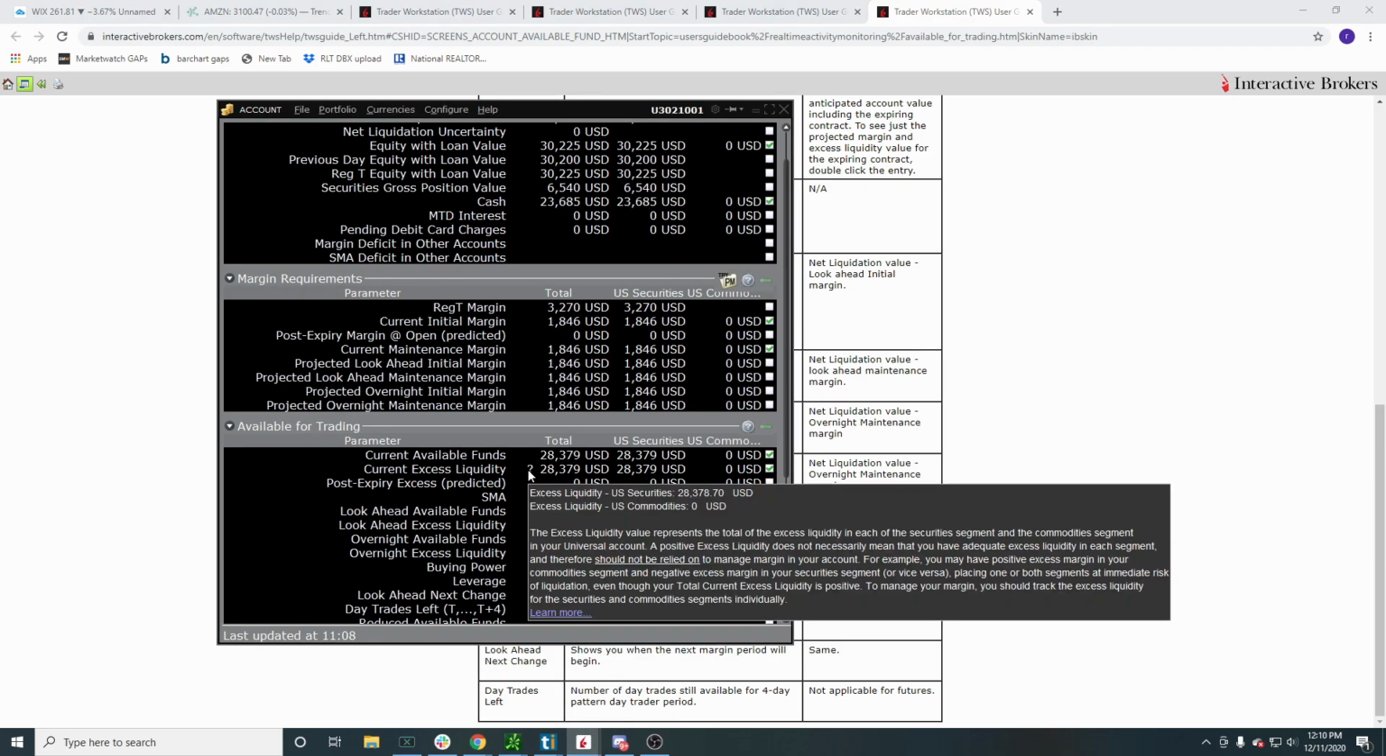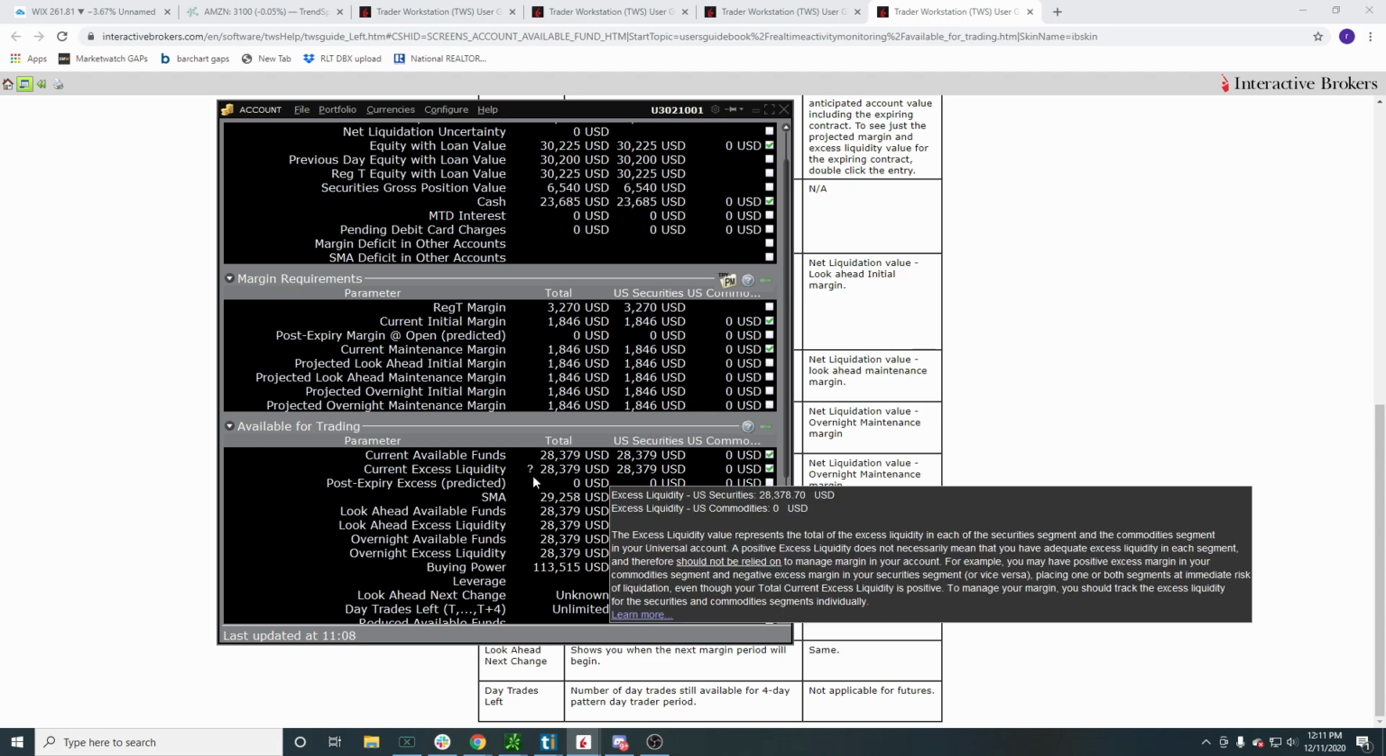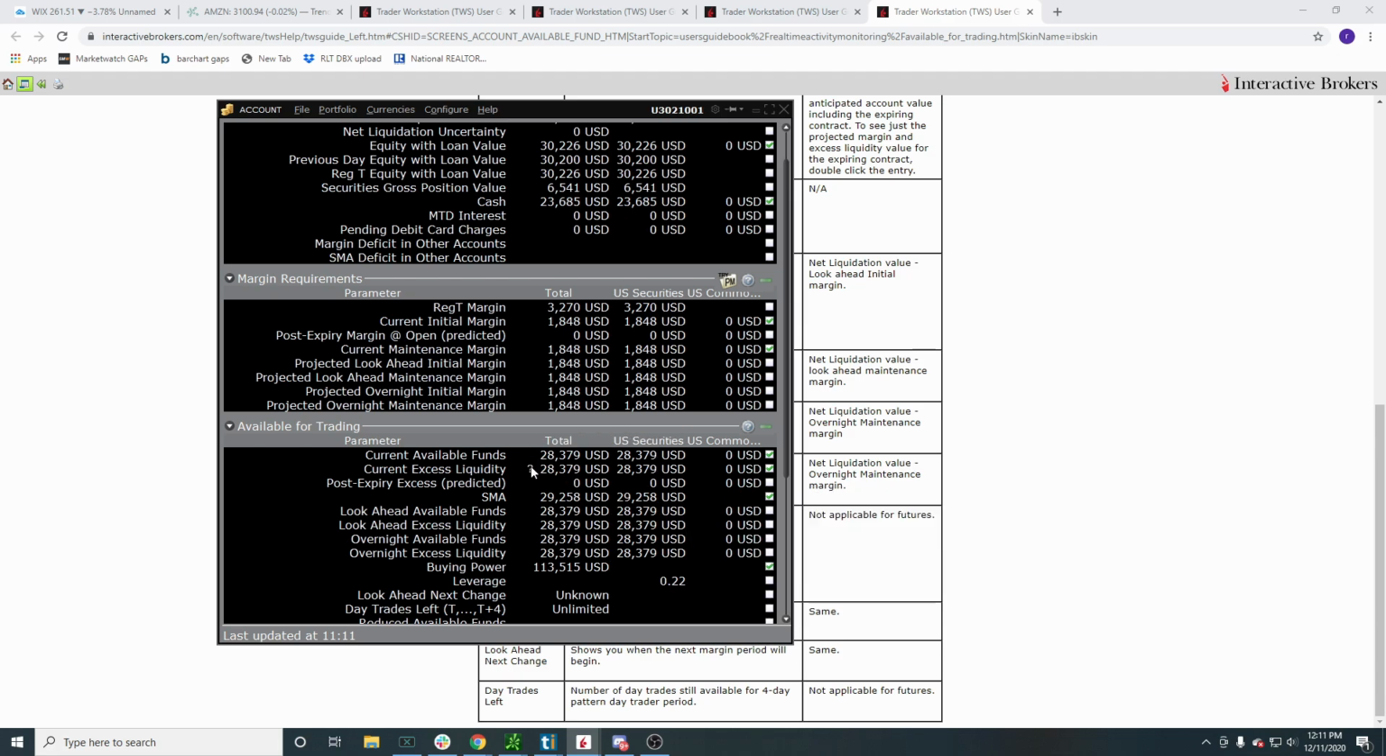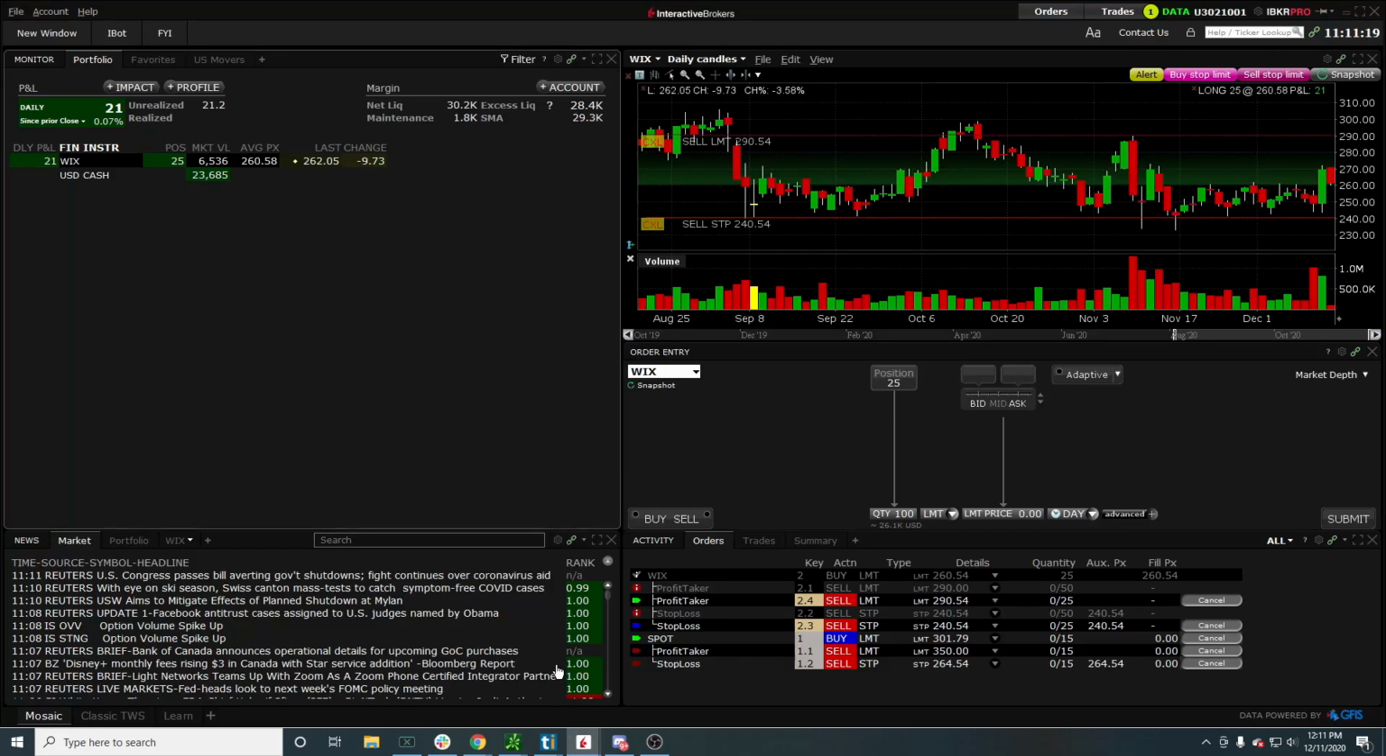Like if I hovered over this, even excess liquidity represents the total of excess liquidity in each segment, securities and commodities segment in your universal account. Since I have futures enabled on here, for example, you may have a positive excess margin in your commodities segment and negative margin in your security segment, or vice versa. Mine's set to automatically sweep the money back and forth if I'm in a futures position or anything, which sometimes I do use IB to trade futures, so that's why that is there.